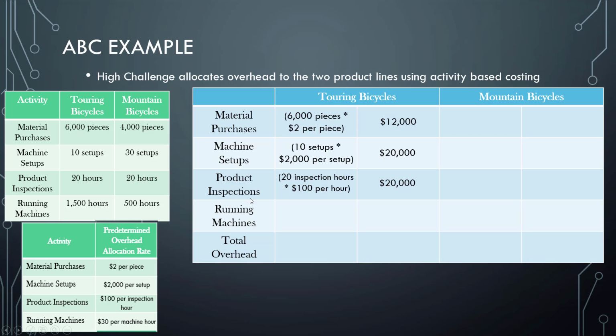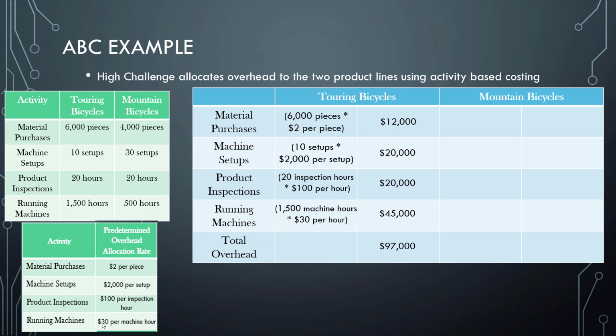And then for machining, it's going to take 1,500 machine hours to create all of those touring bikes. We're allocating at a rate of $30 per machine hour, so 1,500 times 30 means $45,000 worth of indirect costs are being incurred because we had to machine and manufacture touring bikes. And that totals up to $12,000 plus $20,000 plus $20,000 plus $45,000.